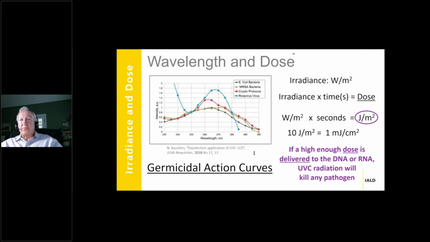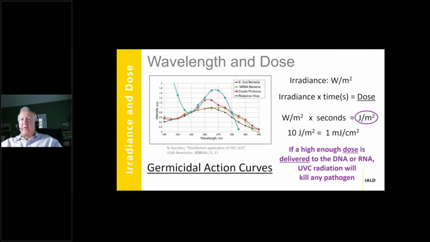Now let's unpack dose. Typically, we measure UV irradiance in watts per meter squared. We get the dose, which is the UV energy required, by multiplying the irradiance times the exposure time in seconds. Now, most of the world specifies dose, a measure of energy per meter squared, but in the US, it's more common to use millijoules per centimeter squared. And you can see here that 10 joules per meter squared is about 1 millijoule per centimeter squared.